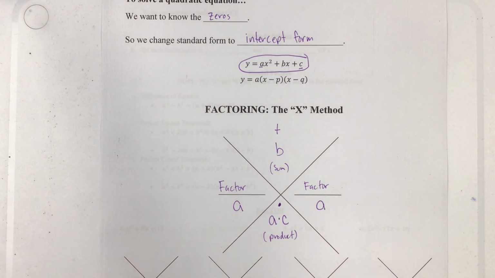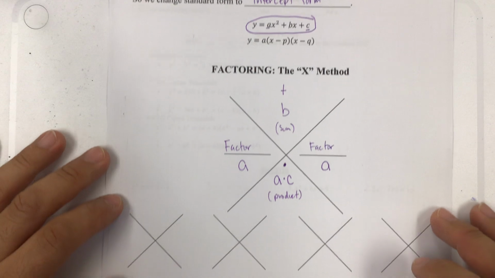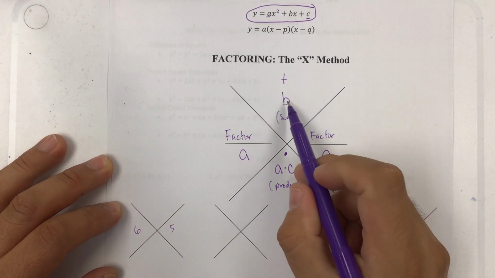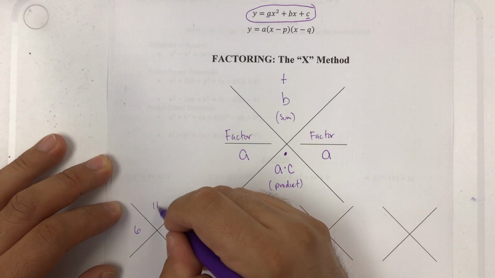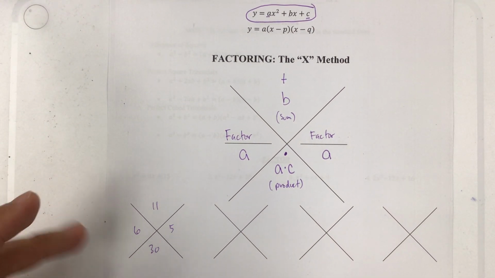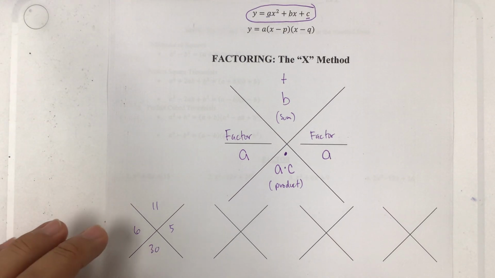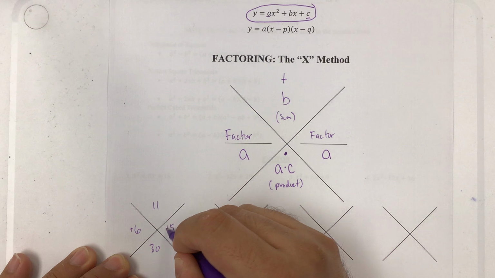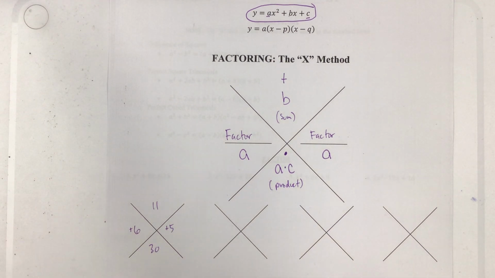Okay? So some examples that I can give you right here is, like, let's say we came up with these factors, 6 and 5, right? So they add up to the top, so 6 plus 5 is 11, and then 6 times 5 is 30. Notice they're both positive. So when they're both positive, all numbers are positive.